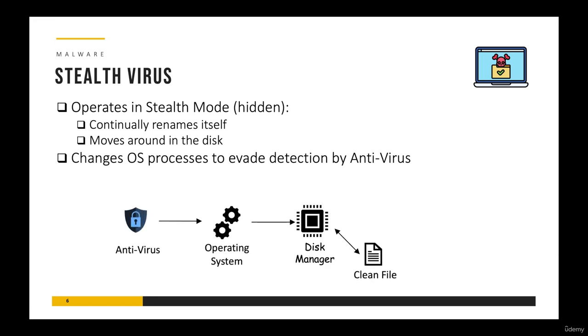Whenever the antivirus is scanning your system, what it is doing in the background is that it sends a request to the operating system to access a certain file, and the operating system in turn requests the disk manager to actually fetch that file. So this is how normally things work. But when you have a stealth virus, whenever the antivirus requests access to the infected file, instead of sending the infected file, the stealth virus sends the clean file. So instead of this infected file, the antivirus is going to receive this clean file. And that's how the stealth virus would be able to evade detection by modifying the operating system processes.